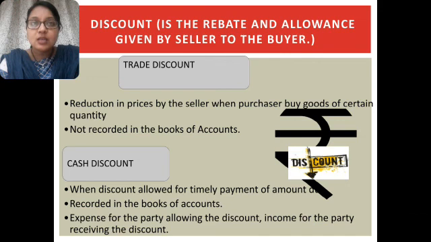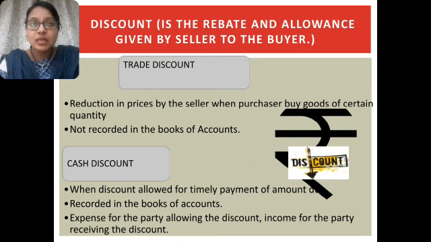Now discount can be of two types. It may be a trade discount or it may be a cash discount. Some points are important to note about trade discount and cash discount. Trade discount is any reduction in the price by the seller when the purchaser buys goods of a certain quantity. That means on the basis of whatever quantity you are buying, your seller will give you some discount.